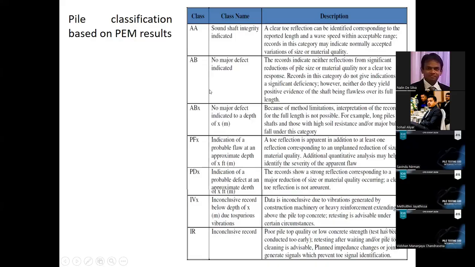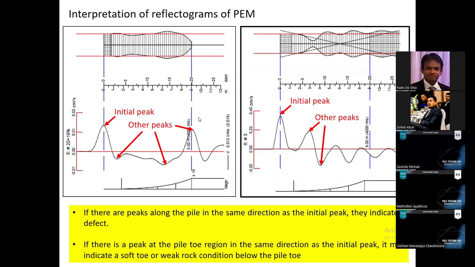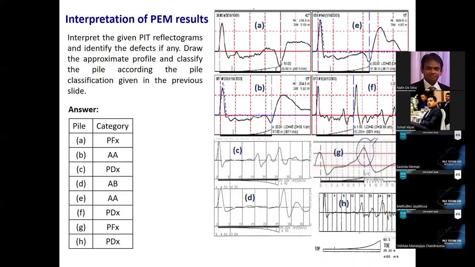So likewise, depending on the results of the PIT test or pulse echo method, we can classify the integrity of the pile as shown in this pile classification chart. By referring to this chart, let's try to classify these reflectograms. These are reflectograms obtained from the PIT tests, pulse echo method tests conducted on piles. This is indicating the length of the pile. The dark line is indicating the length of the pile.